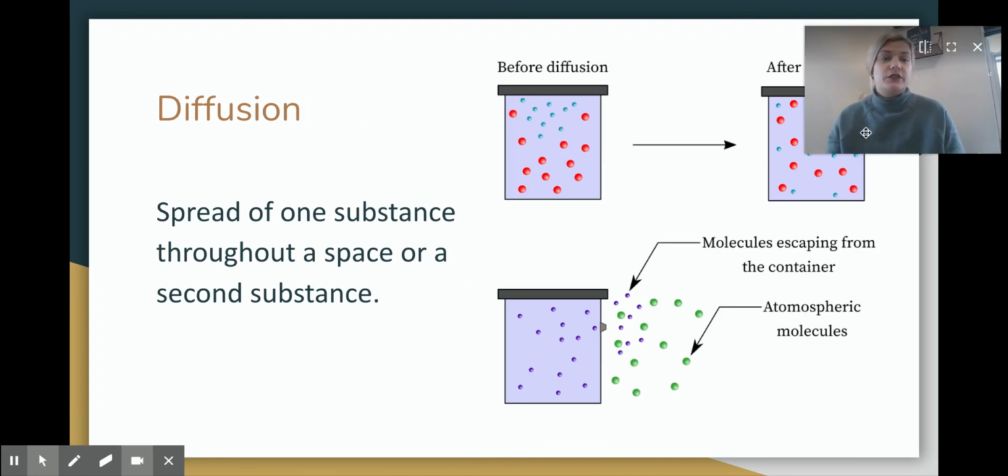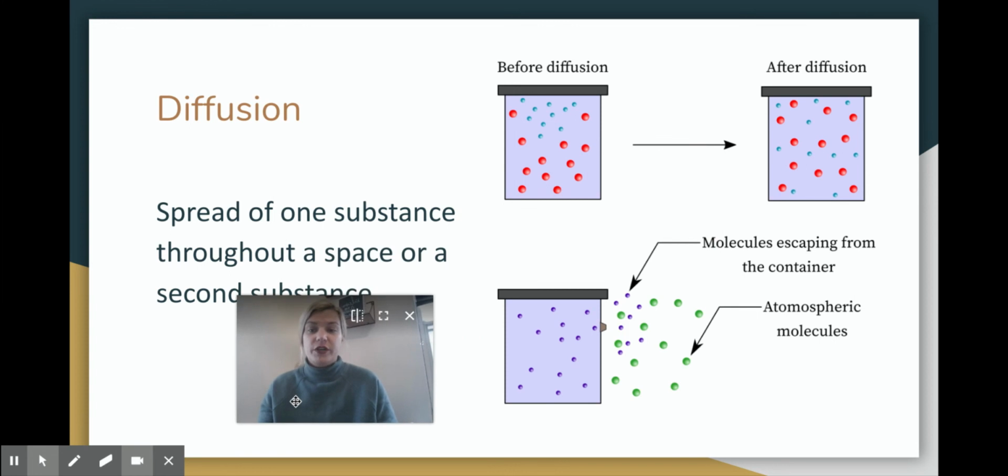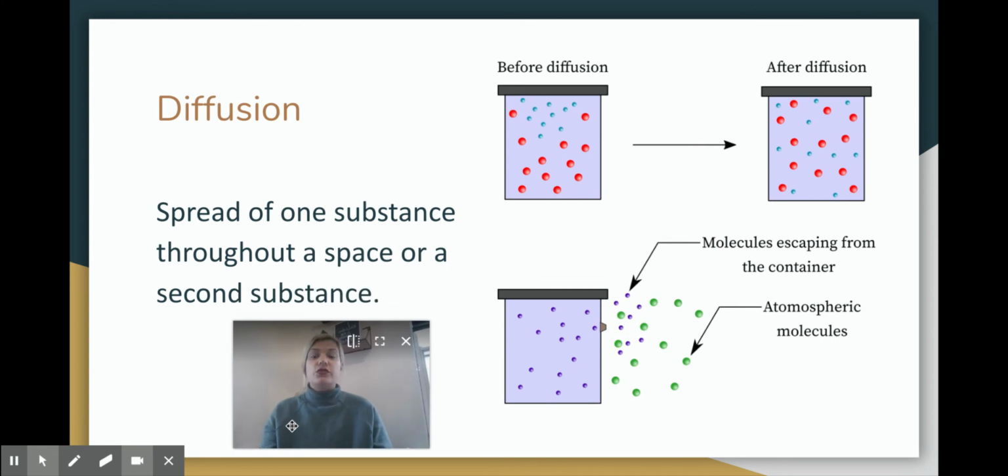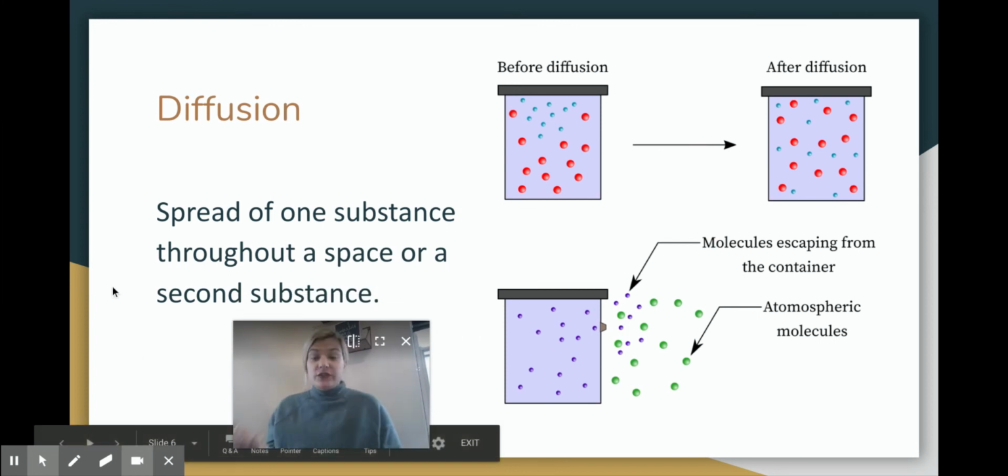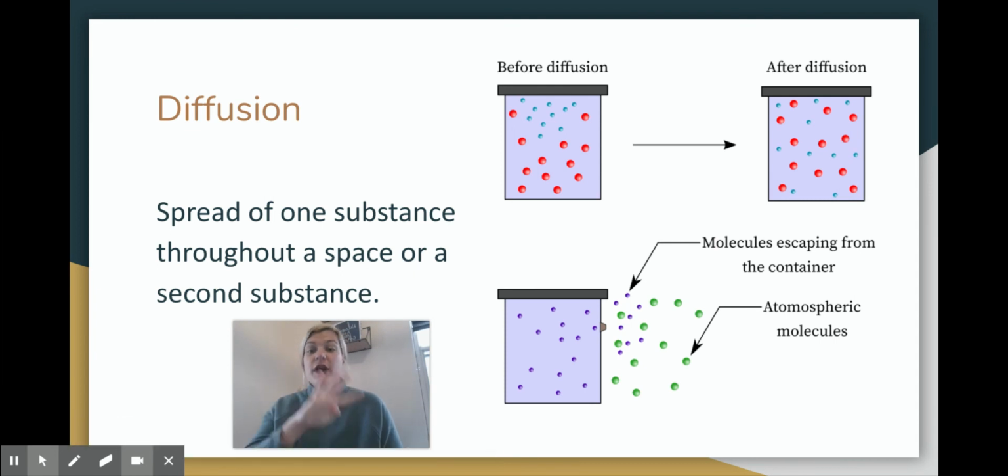Let me move myself so you can actually see the images that I've put here. Diffusion is kind of like effusion. However, diffusion is the spread of one substance throughout a space or a second substance. I want you to think about this, and don't make fun of me, with the same exact example that my professor in college gave me.